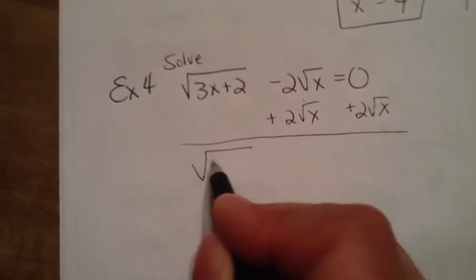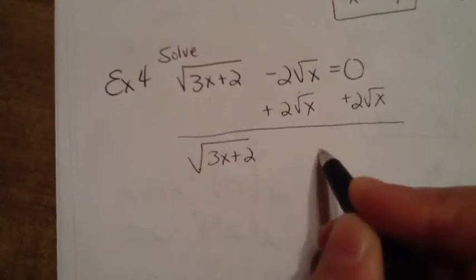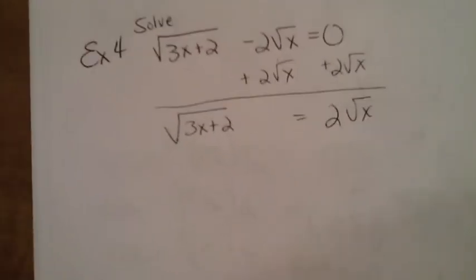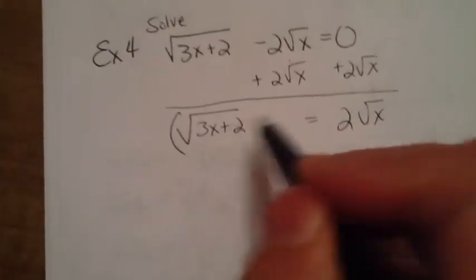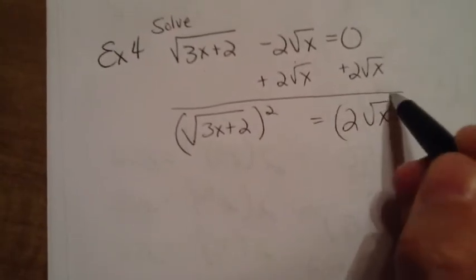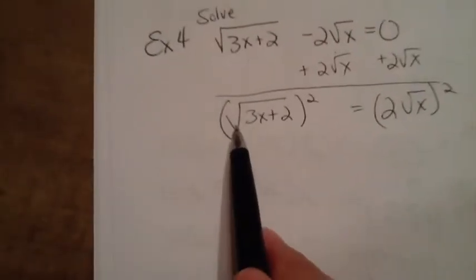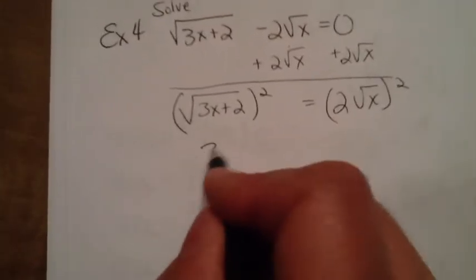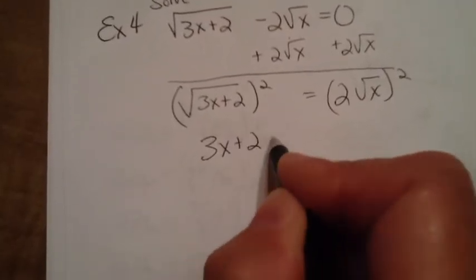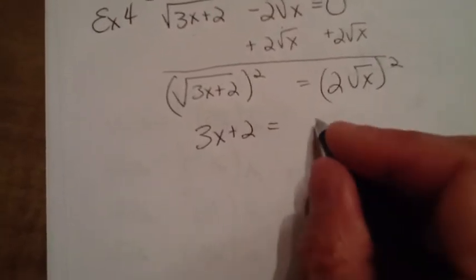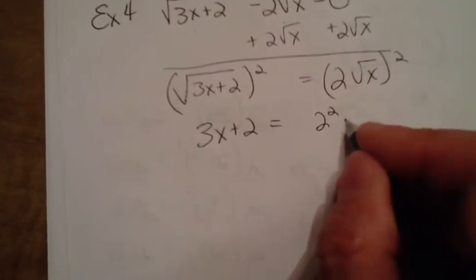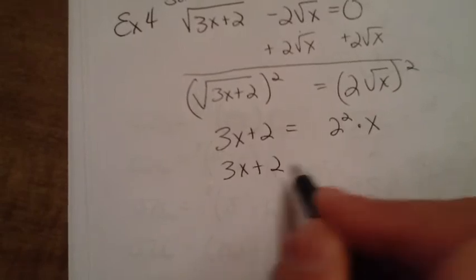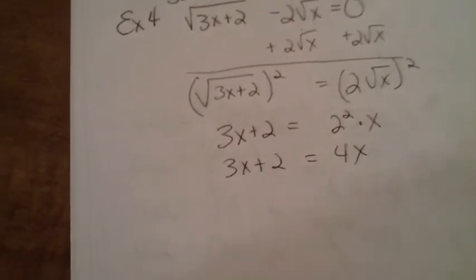And now we get the square root of 3x plus 2 equals 2 square root of x. How did we get rid of radicals before? We squared both sides. When I take the square, here's the square of a square root, I get what's inside. Now this, I have to square both of them, so it's 2 squared times x. So now I've got 3x plus 2 equals 4x.